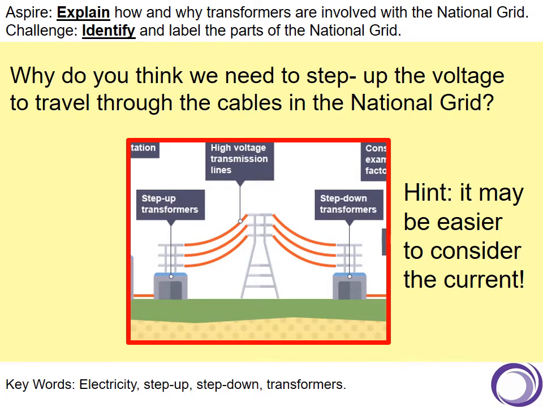So, why do you think we need to step up the voltage to travel through the cables in the national grid? And there's the diagram that we must be able to label. You've got your step-up transformer, you've got your high voltage transmission lines, or cables, as we said we could call them, and we've got our step-down transformer. The hint is you may need to consider the current and what the current does in a wire.